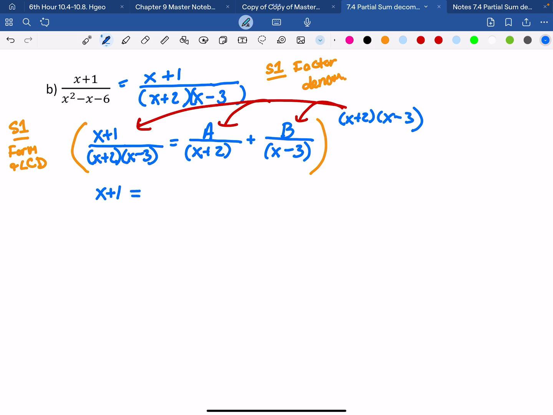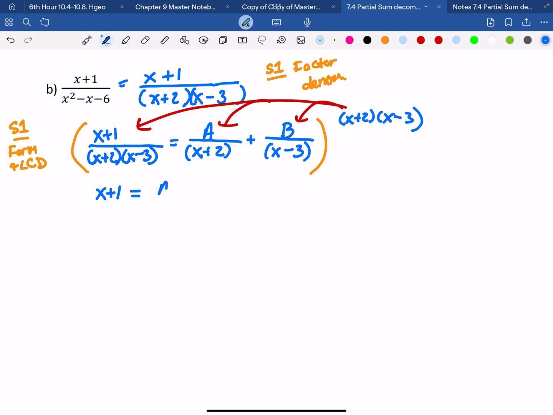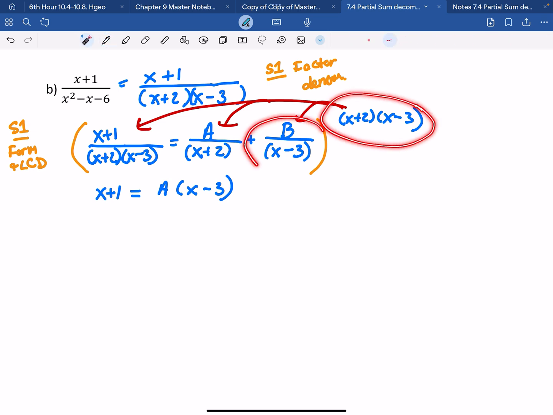Now we're going to multiply the second fraction by all of the LCD. The x plus 2 wipes out, and what's left over is A and x minus 3 on top. So you get A times x minus 3. Then you multiply the third fraction by the LCD. The x minus 3's wipe out, and what's left over is B times x plus 2. Leave it in parentheses.